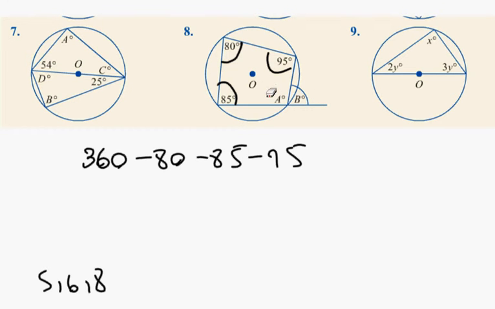So if angle A is 100, what does that tell me about angle B? 80, because 100 plus 80 is 180. It's a straight angle. Moving on to the next one.